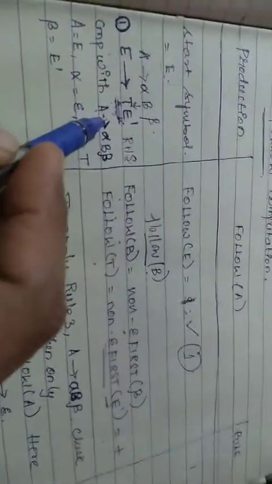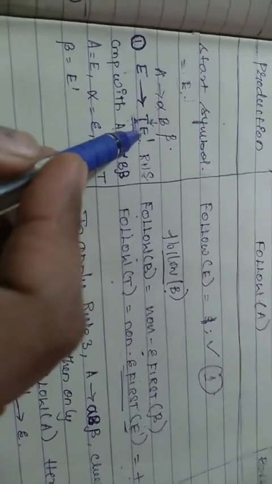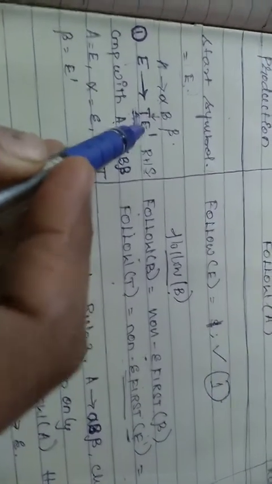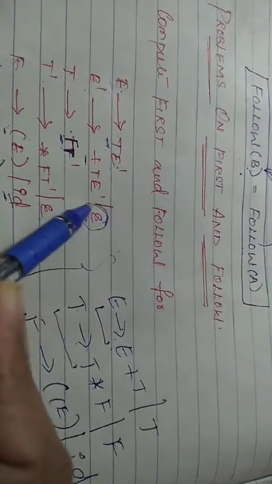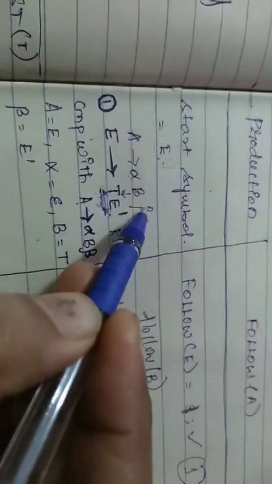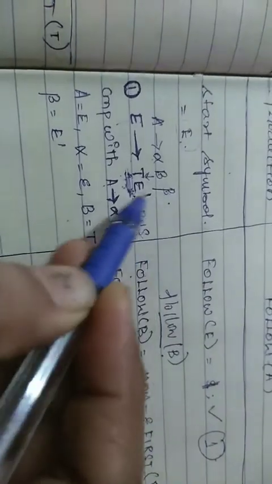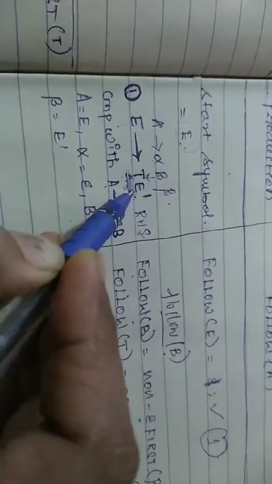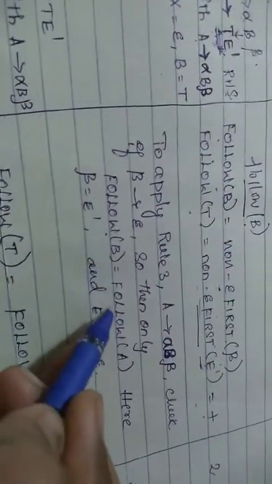Now, look at this. E dash is beta. Every time, once the second rule is applied, make sure whether beta is epsilon or not. What is beta here? E dash. Coming to the definition, E dash has an epsilon definition. Right? So E dash is epsilon. Since my beta is epsilon, I can go to the third rule. What does your third rule say? If beta is epsilon, you can go to the third rule. What is the third rule? Everything that is there in follow of A will go to follow of B. It's an assignment operation.